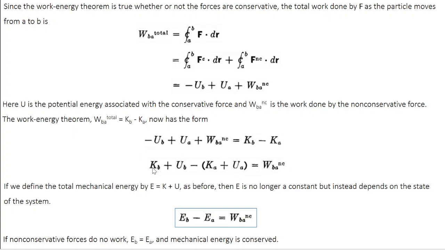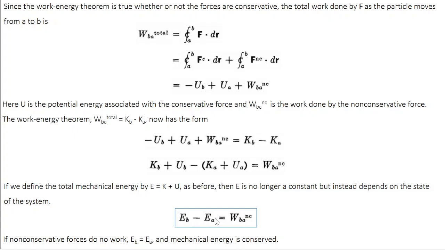And the sum of potential energy and kinetic energy is nothing but the total mechanical energy E. So I can write EB minus EA equal to WBANC. So here you can clearly see the difference between conservative force and non-conservative force. For example, if there was no non-conservative force acting on the system, then the right hand side, work done by the non-conservative force, is going to be 0. So you get EB minus EA equal to 0 or EB equal to EA.